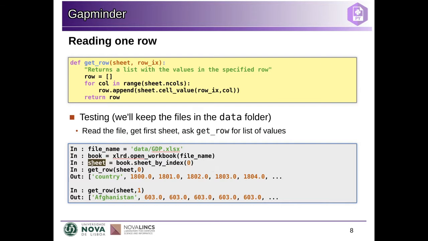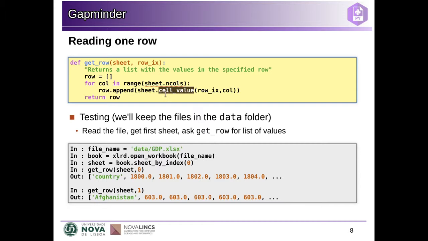So this sheet object is the one that allows me to look at the rows for each cell, or look at the cells of this spreadsheet. Now I'm going to give this object to the getRow function here, and this function will use the cell_value method of the sheet object. This is the basic method that you can use to look at a cell. You give the index of the row and the index of the column.